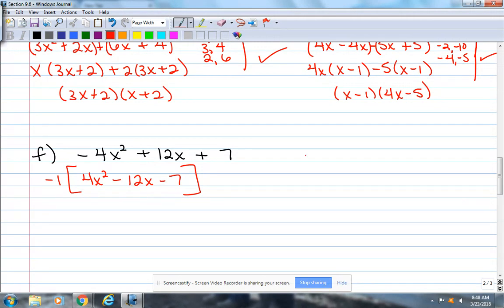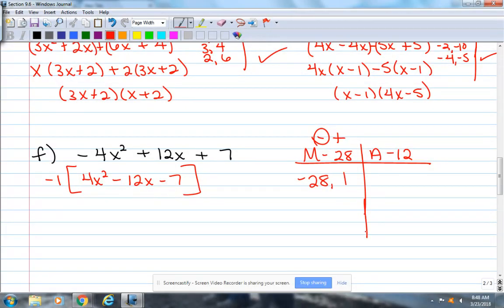Okay, so we're going to multiply this time to get what number? -28, and add to get -12. What kind of signs are we going to need? A negative and a positive, and the bigger one will be negative. So I don't think it's going to be -28 and +1. What else multiplies to get 28? -7, +4. What else? Yeah, -14, +2. And I think that's all of them. Did any of those add to get -12?